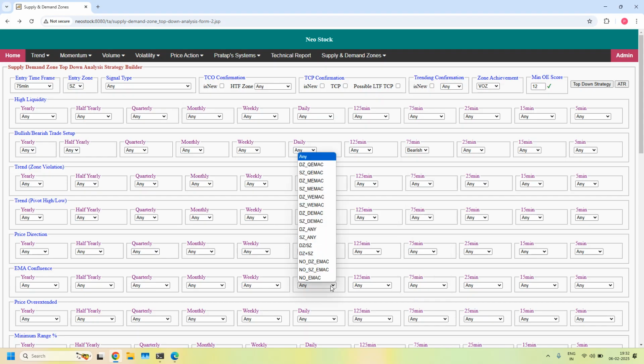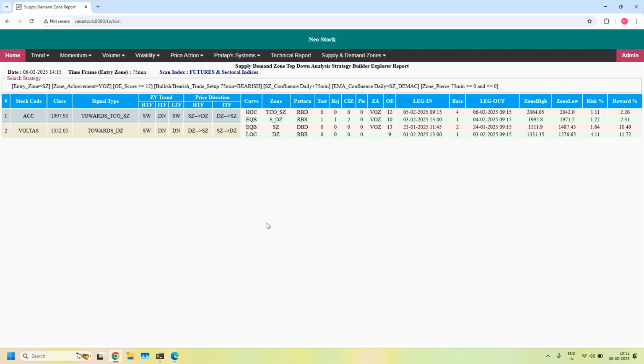In the daily time frame, I am setting daily supply zone having daily EMA confluence. The 75-minute zone is overlapped with daily. So daily zone we have to set the filter. So we got 2 stocks. So these 2 supply zones are even more high probability trade setup supply zones.